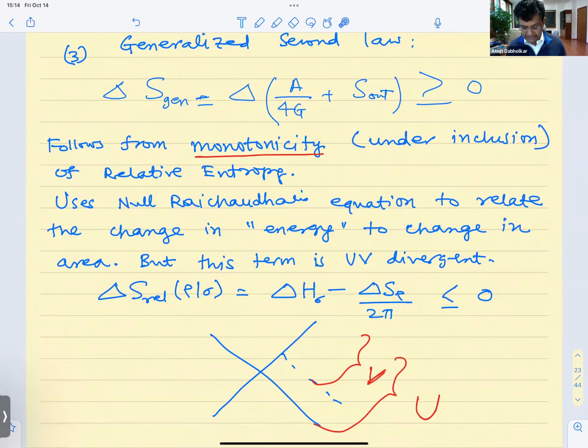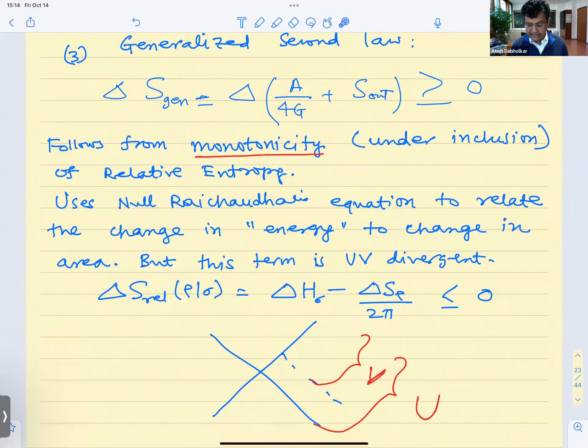Because gravity is a gauge theory, you can relate the energy to change in area. So that's the basic steps that go into this proof. We are using the fact that the energy, by Einstein's equation, affects the geometry. You can show that this quantity is equal to the change in the area over 4G. So that leads to this generalized second law.